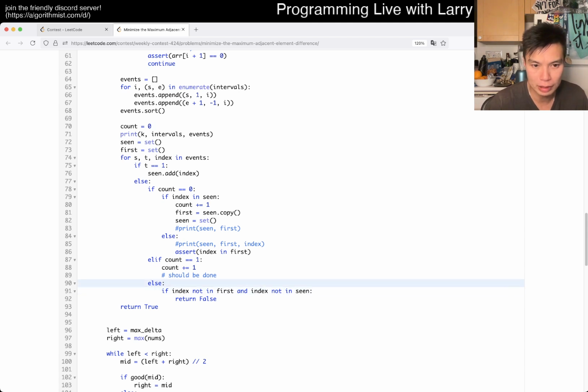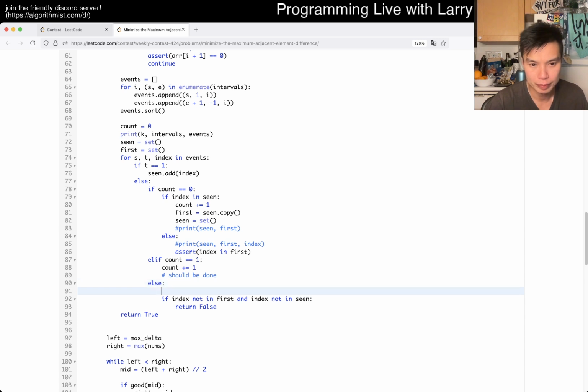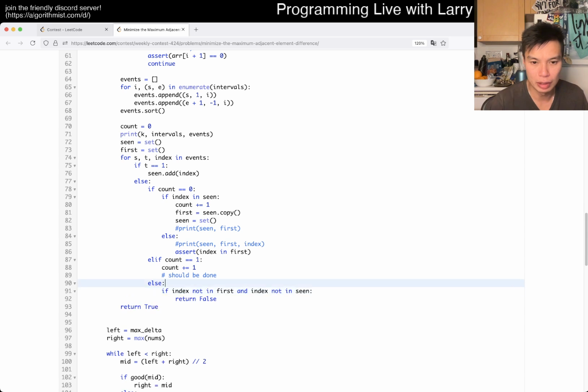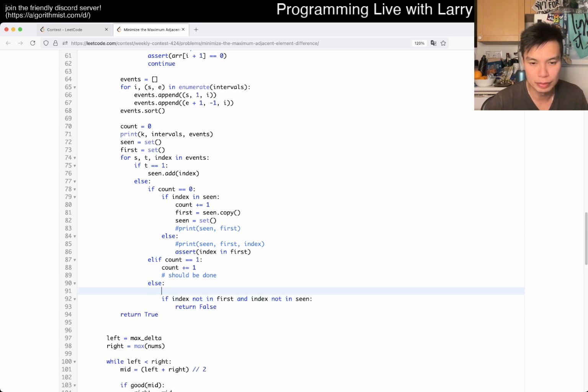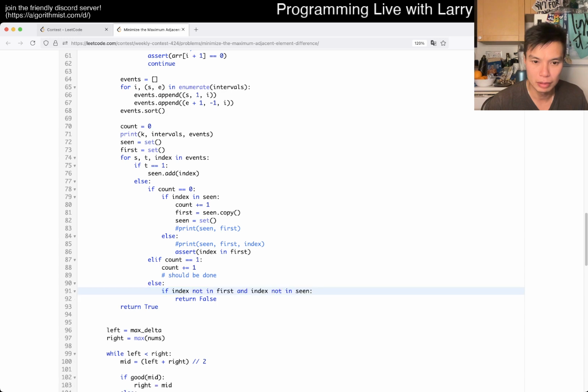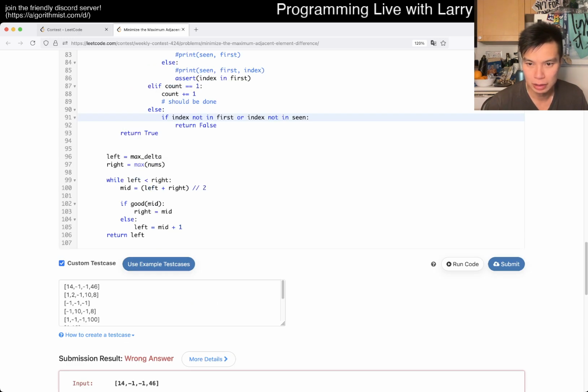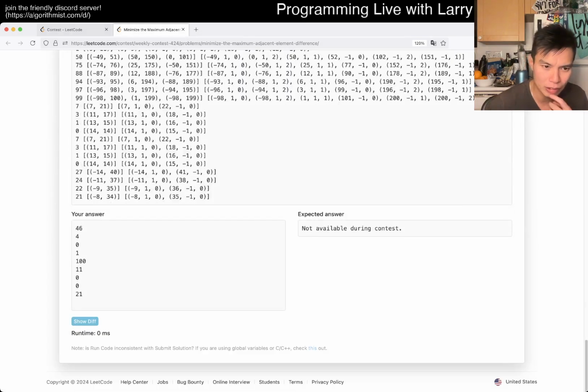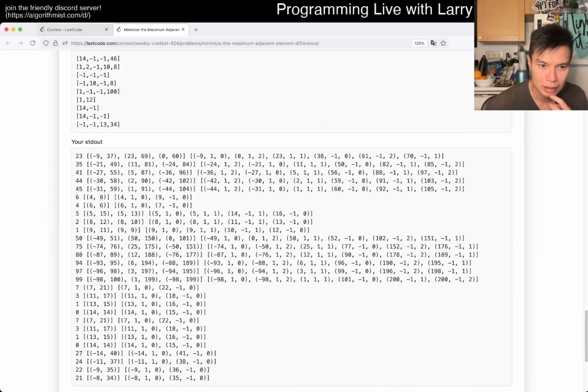So count is equal to 2, right? Oh, I have to do if... no, you see a new number. Oh, no, it's not an AND, it's an OR. That's why. No, that's not quite right either.